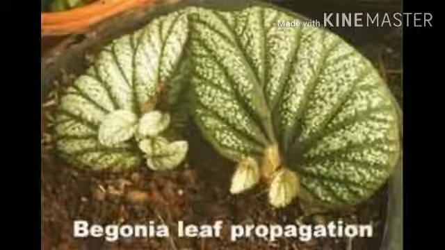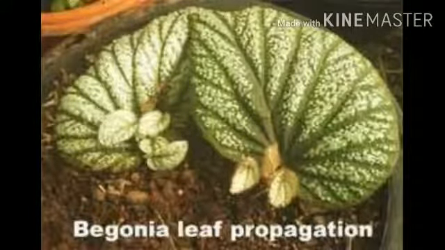This is the leaf of begonia. It is also helpful in propagation. The small leaf detaches from it and develops into a new plant. This is all about vegetative propagation. Thank you.